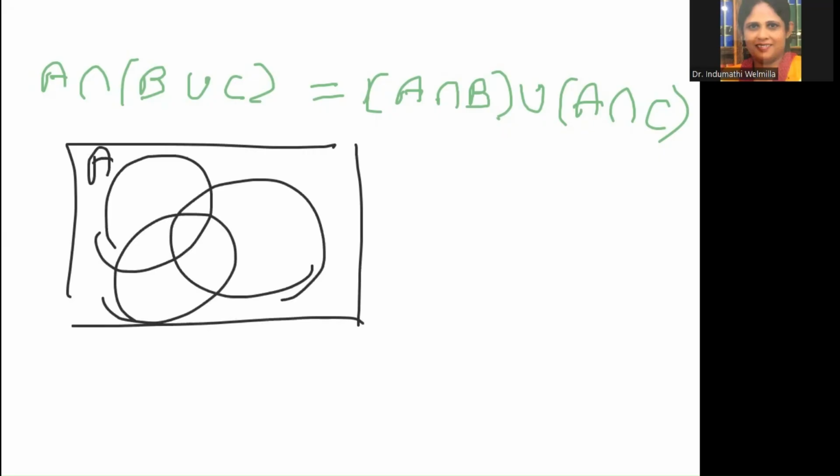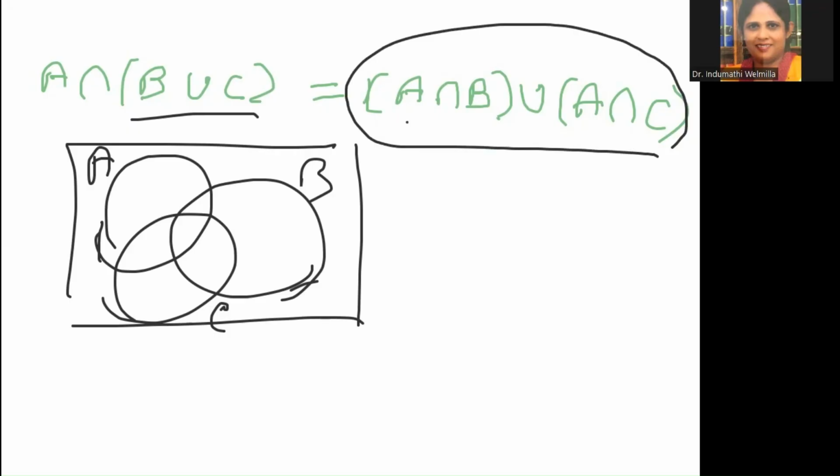This is A, this is B, and C. Then first we have to show in our Venn diagram the part which is inside the bracket. I will do just this part, then you can understand very clearly. A intersection B, right? What is A intersection B? This part. And A intersection C, what is A intersection C? This part. Then what is A intersection B union A intersection C? That means this whole part.